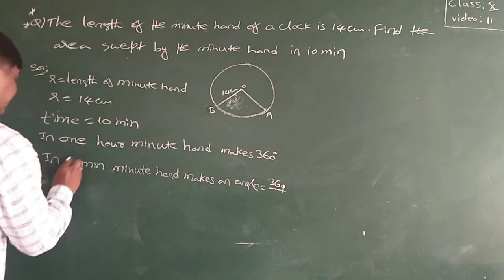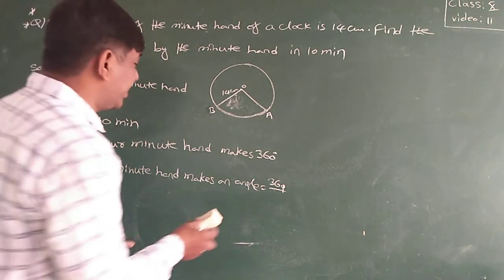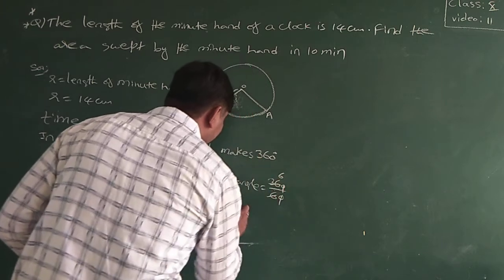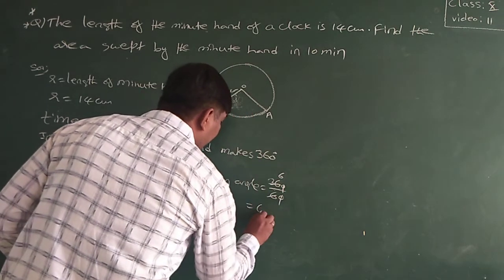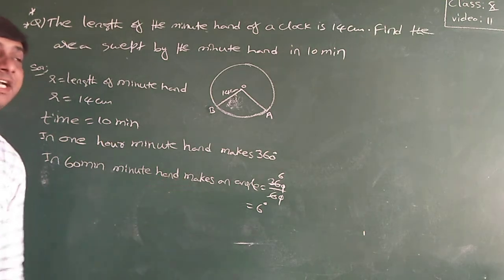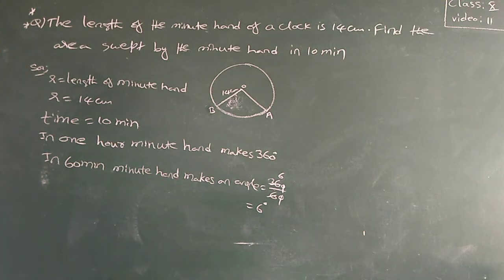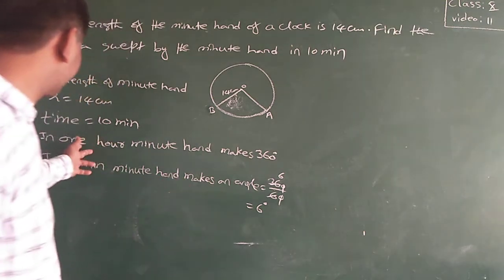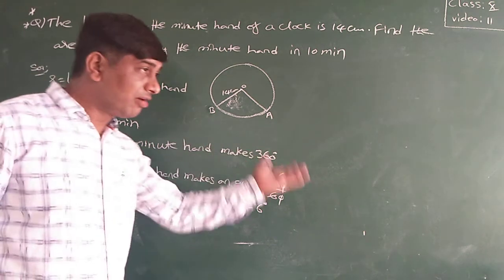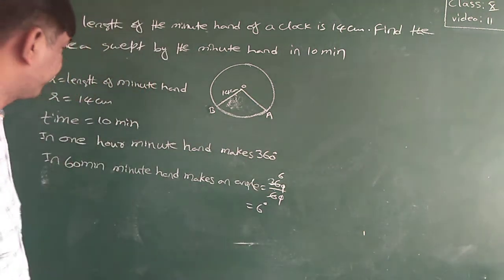In 60 minutes it makes 360 degrees. In 10 minutes how much? 10 into 6, 60 degrees. I was finding 10 minutes directly here. I don't get 10 minutes directly because the given rotation is for 1 hour. The 1 hour calculation we have to take as the first step.